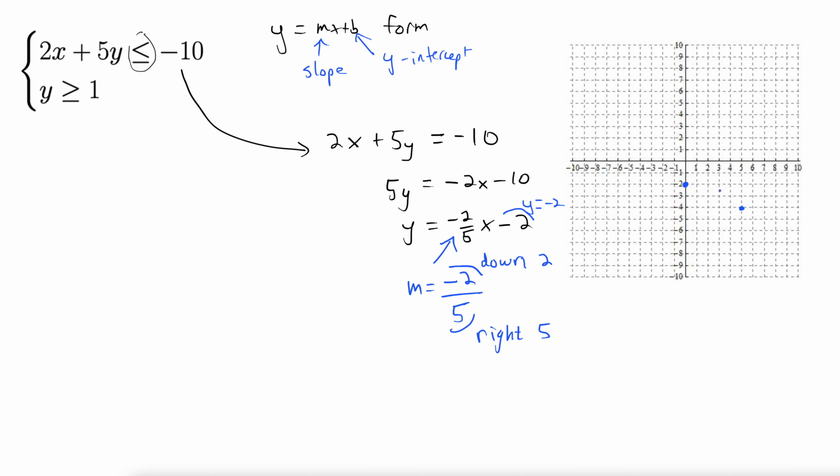This is a solid line because of the equal sign here in the inequality. If that equals wasn't there, it would be dashed. So we just connect these 2 points like so. There we go.